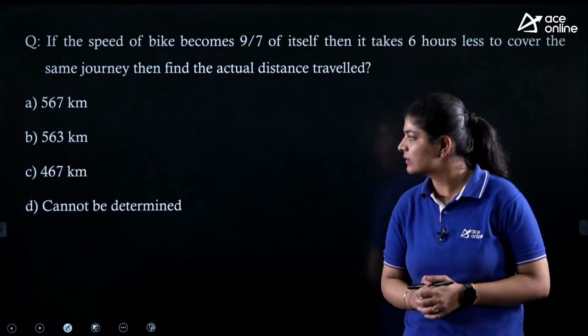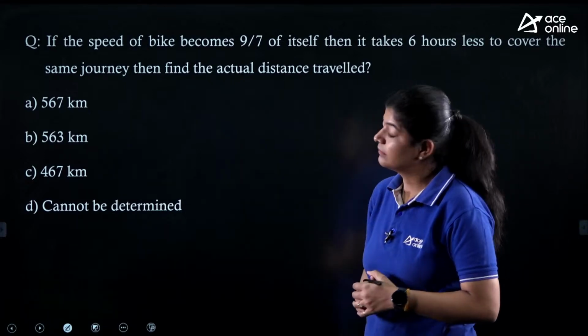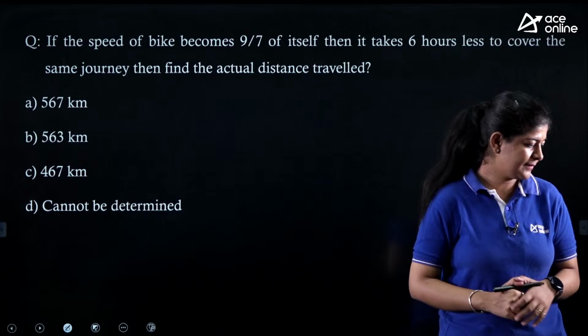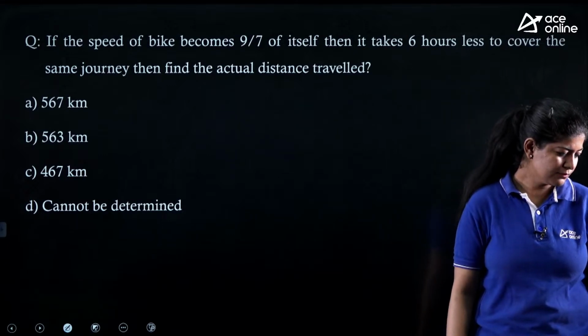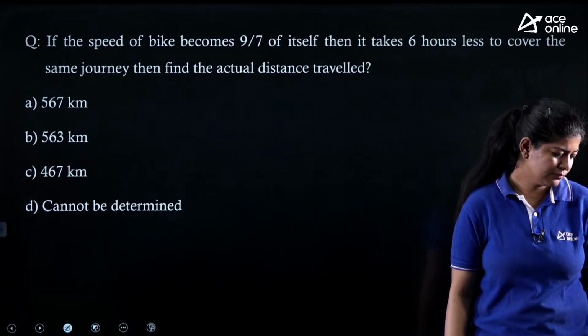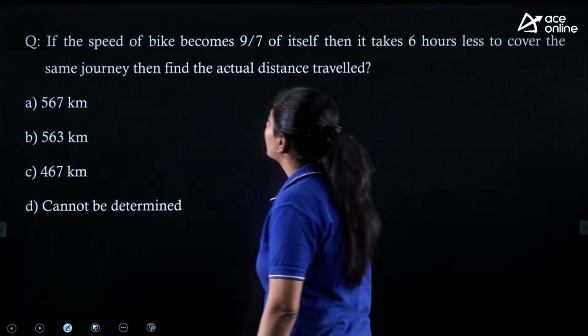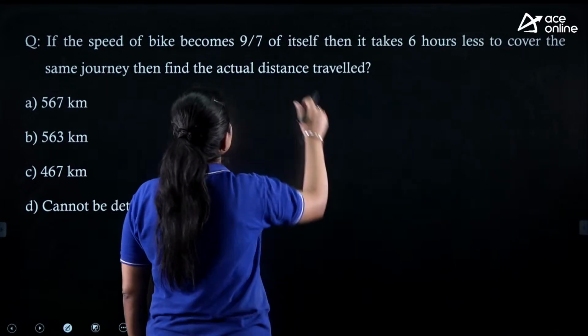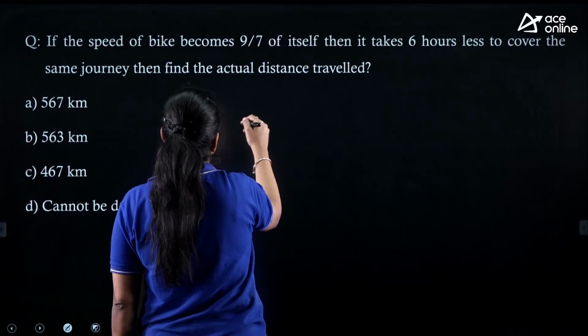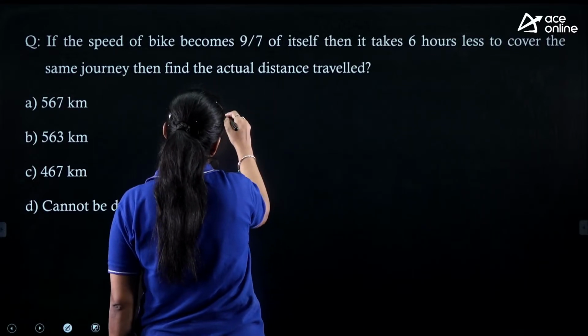20 kilometers. Okay. Anyone else? Okay, let's see. If the distance of bike becomes 9/7, so we can write down the initial or the final ratio.